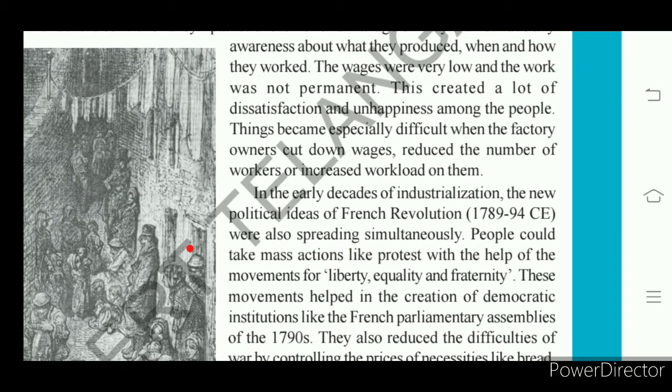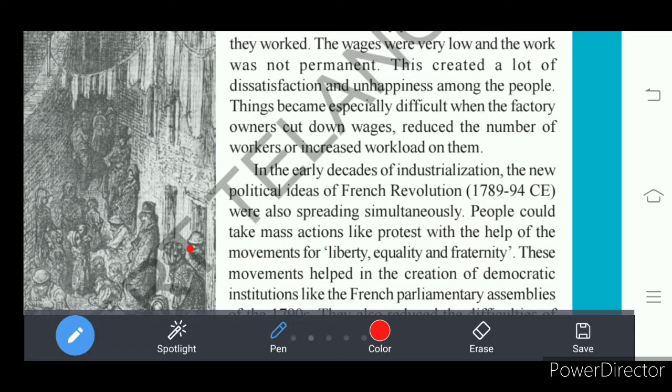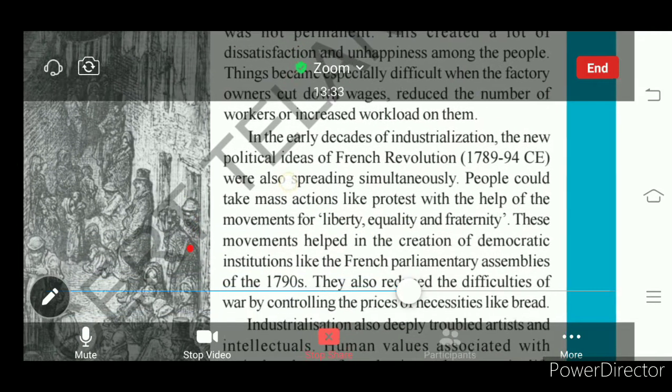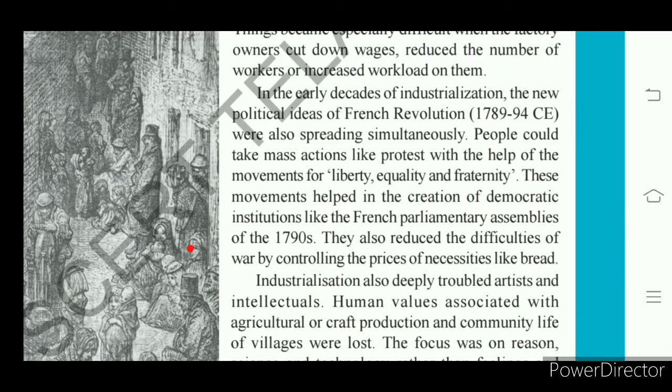In the early decades of industrialization, the new political ideas which emerged in the French Revolution also started spreading in the entire Europe simultaneously. When the Industrial Revolution was going on, around the same time, the ideas of the French Revolution, what are those? Liberty, equality, and fraternity. These were the ideals of the French Revolution. They too started spreading around Europe. Understand? These ideals inspired the people and made them fight for creating democratic institutions.